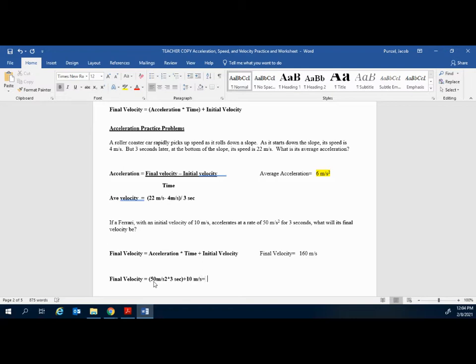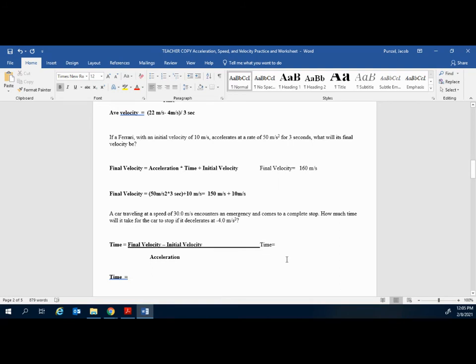And then if we do the math on that, it'll come out to 150 meters per second plus 10 meters per second. So this should be 150, and then adding those two things up would get our final velocity at 160.